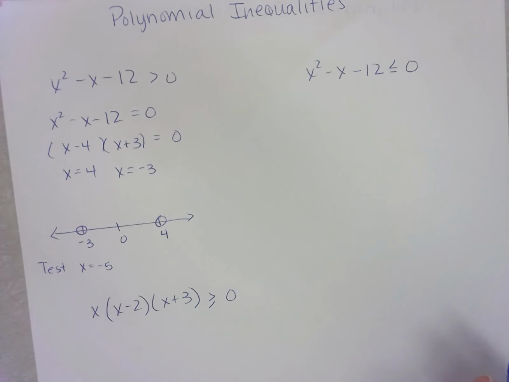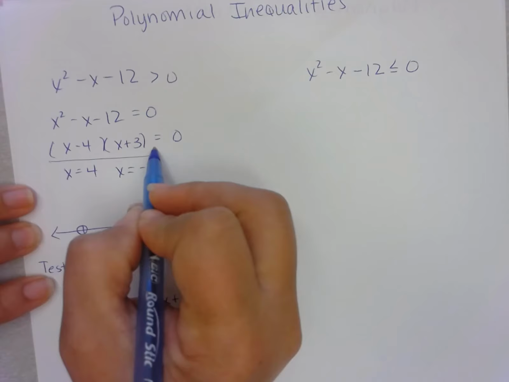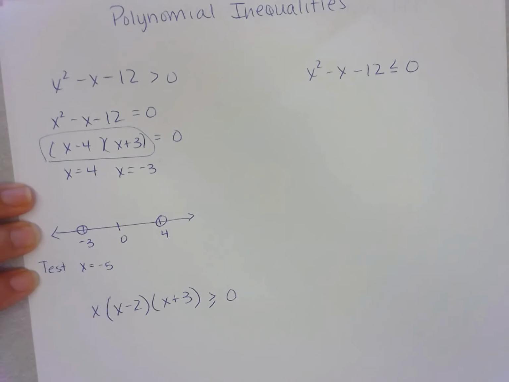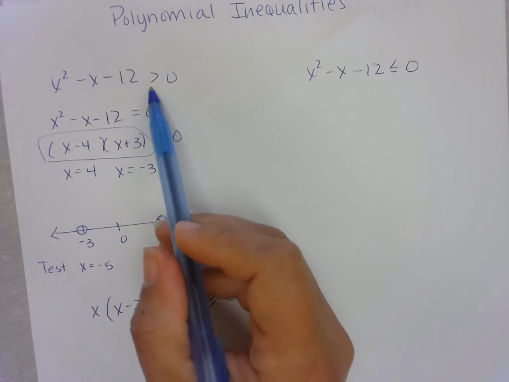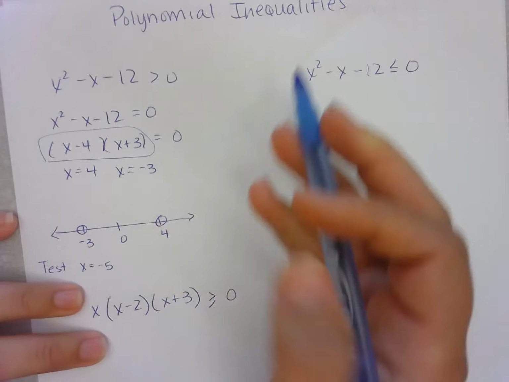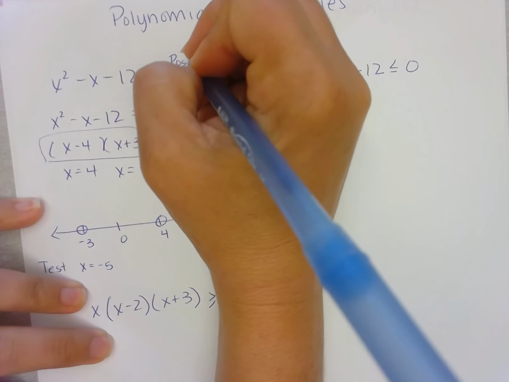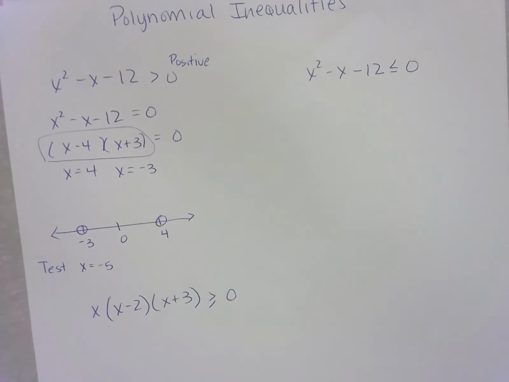Now I always go back to this, because this is a nice way, because I know that when I multiply two positive numbers I get a positive, and really all I want to know is the sign, right? Because if it's positive, then that's part of my solution. If it's negative, then it's not, because this is greater than. So greater than 0 means I'm looking for positive solutions. So I don't really care what the number is when I put it in. I only care about whether it's positive or negative.